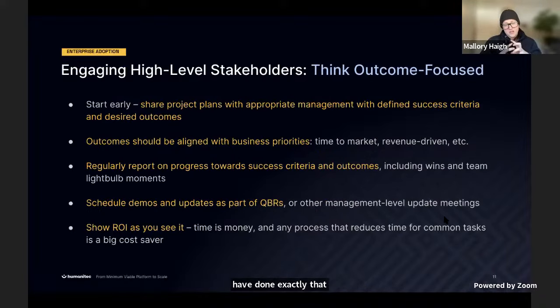So I want to start with talking about these high-level stakeholders, these management, senior management, C-level folks that will need to be engaged in this process. The important thing is to think about outcome focused. That is the priority. Start early talking to these guys. Share the project plans you're working on with appropriate management, with defined success criteria and desired outcomes.